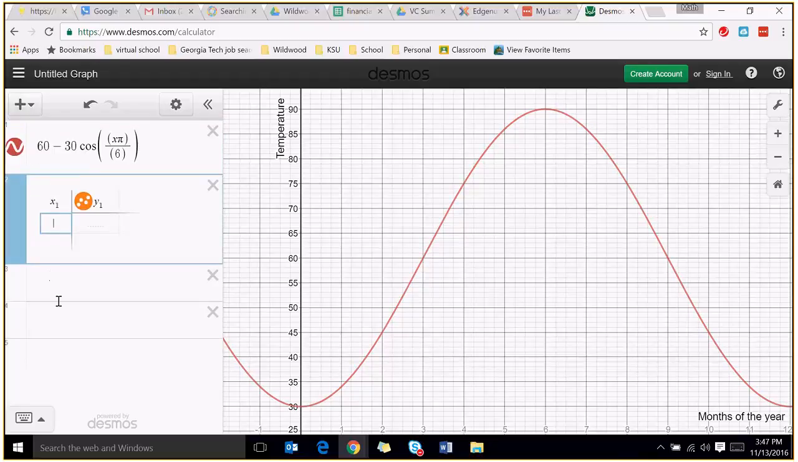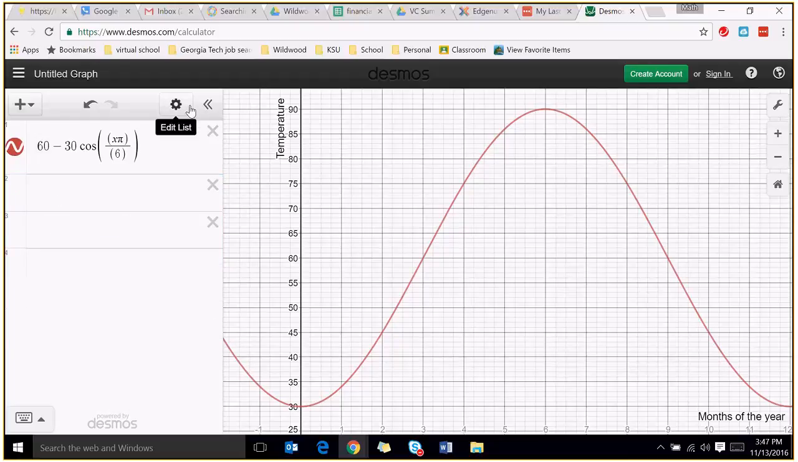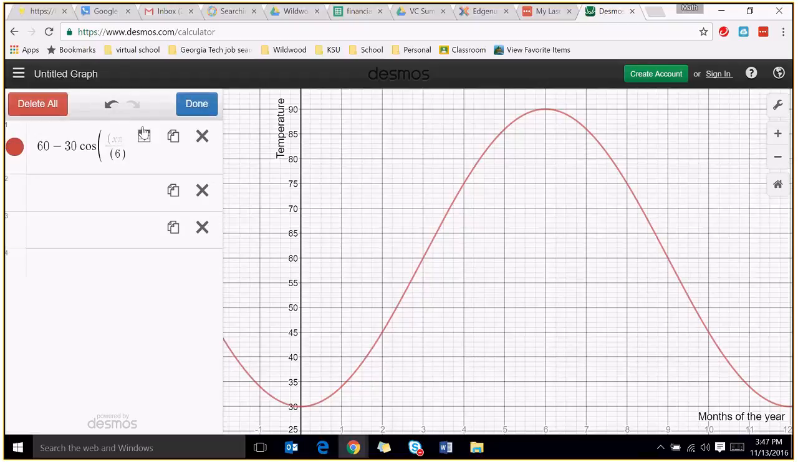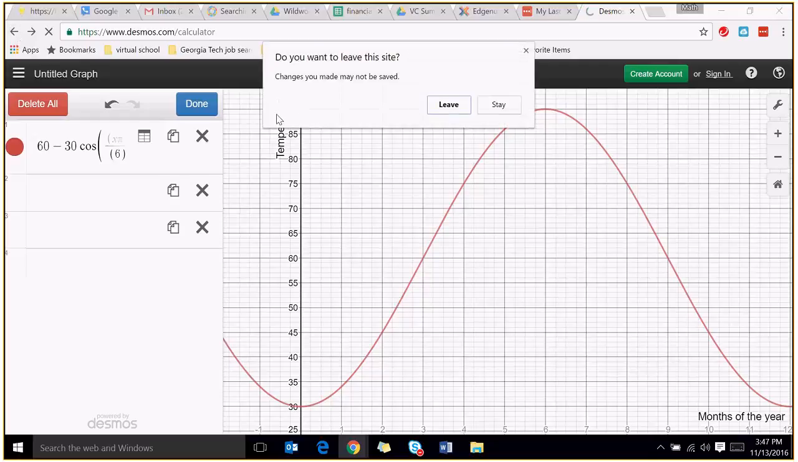How would I do all this without the Desmos though? Well, you would do it on your graphing calculator. Don't you have a graphing calculator? I'd have to check. I've just been using my TI-30. Okay, you should have your graphing calculator. I know you did have one at one time. Yeah, I'll have to check that.